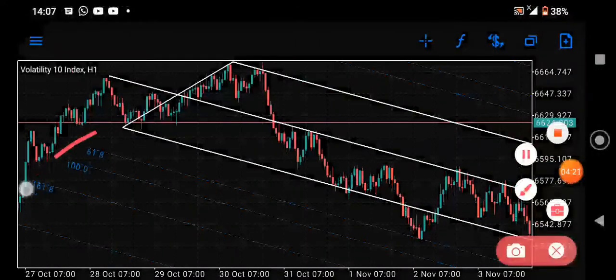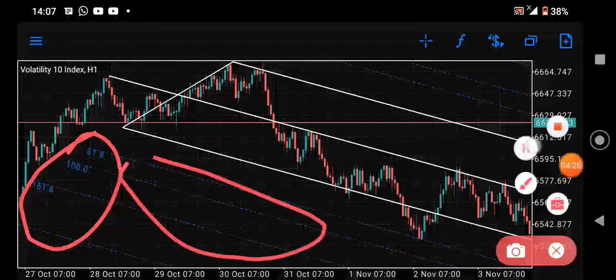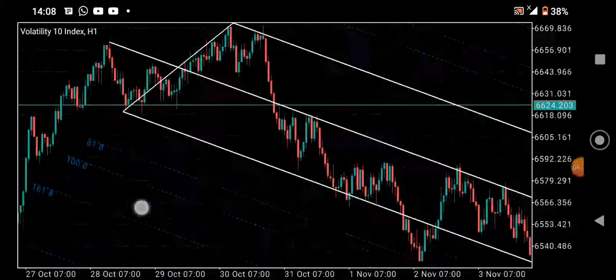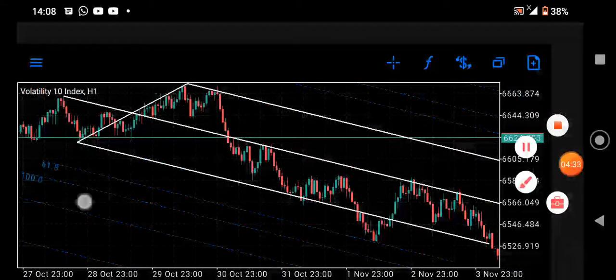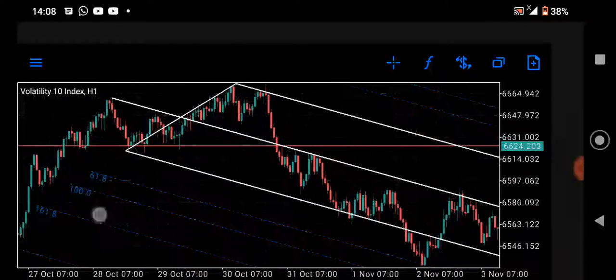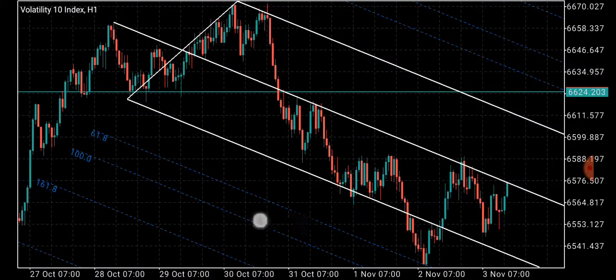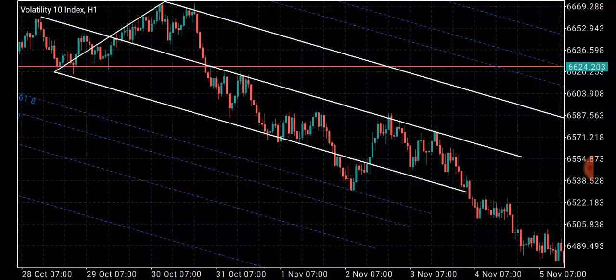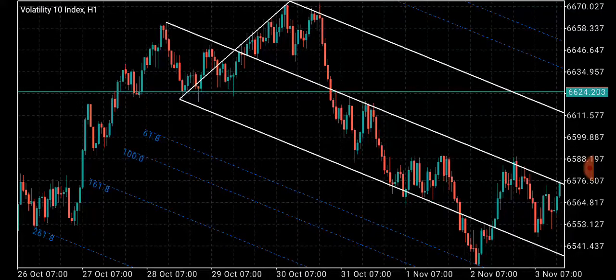I told you I won't be explaining these blue lines, so just forget about the blue lines. We'll just focus on these white lines I've drawn. These white lines act in different ways. Different traders use them differently. The way I use this Andrew Pitchfork, I use it in I think 5 different ways, but I'll just be revealing a few to you.